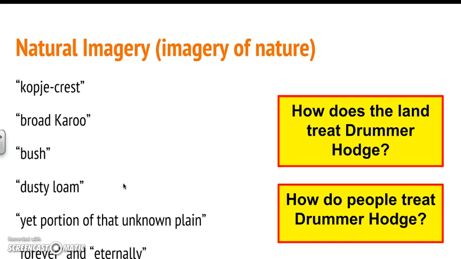of this poem is. And the setting is very important in this poem because it is where Drummer Hodge dies, and it's so foreign for him. Yet portion of that unknown plain will Hodge forever be. So this hints that before, with these three words, that the land is very foreign for him. Yet portion of that unknown plain will Hodge forever be.